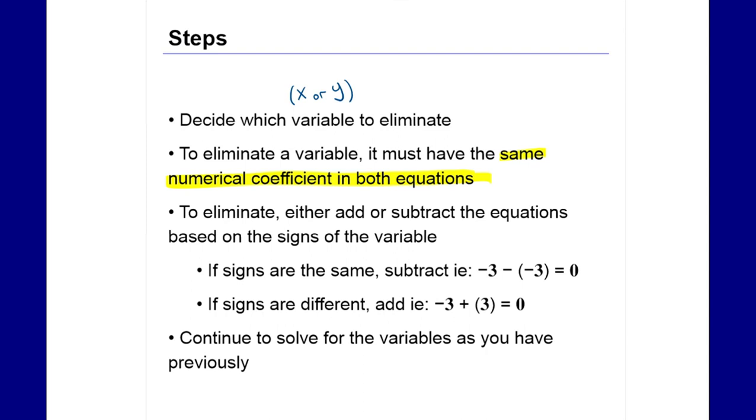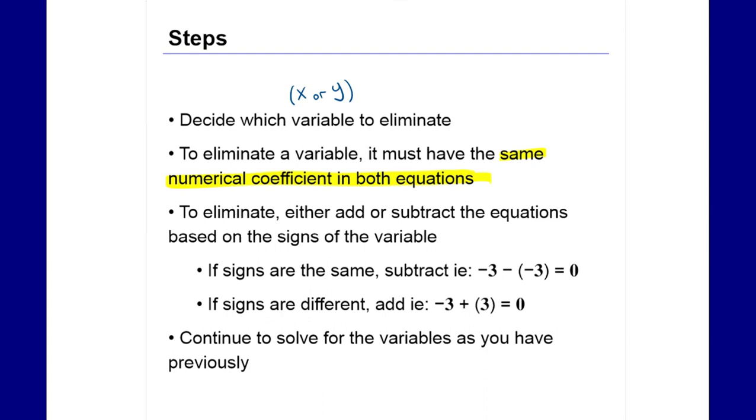Once we determine the variable to eliminate and they have the same coefficient, to do the actual elimination, we need to either add or subtract the equations based on the signs of the variable. So whatever variable we're trying to eliminate, if the signs are the same, we are going to subtract. So if they're two negatives or two positives, we are going to subtract the two equations. If the signs are different, we are going to add. So if the signs on the two coefficients are different, a positive and a negative in any sort of variation, we are going to add them.